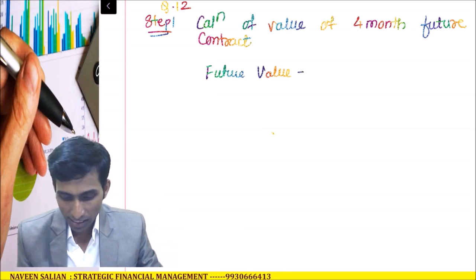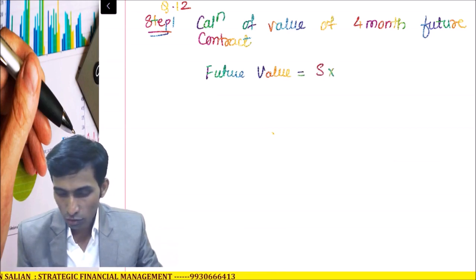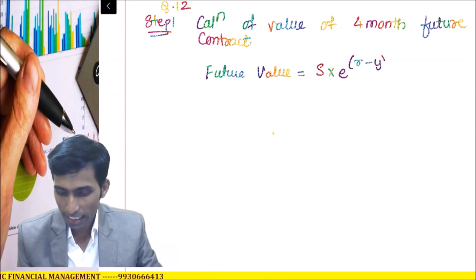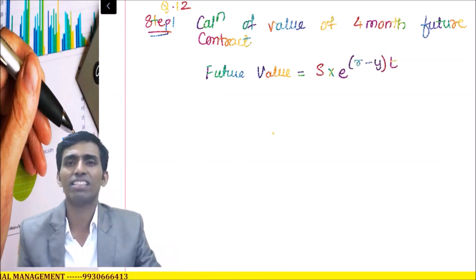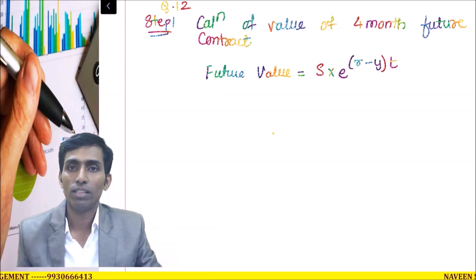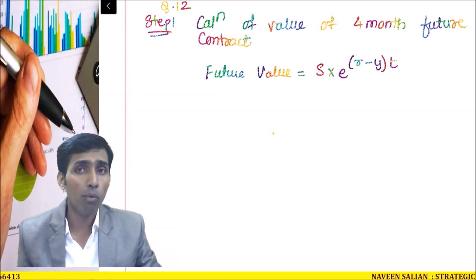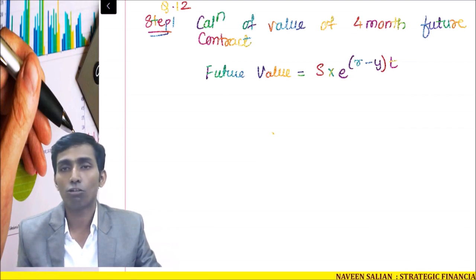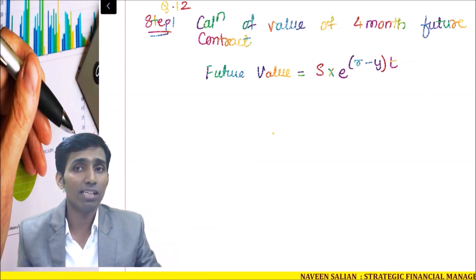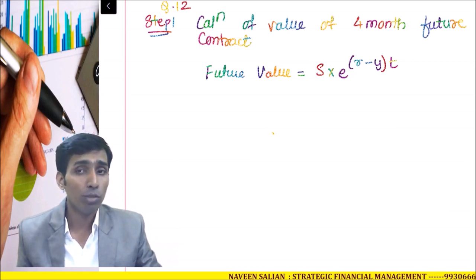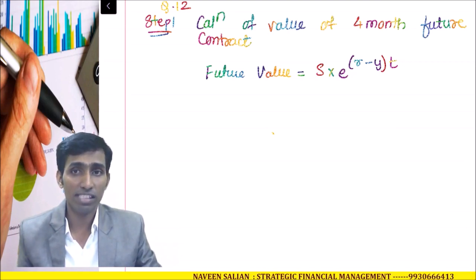The formula is S into e raised to (R minus Y) into time, that is T. So this is the formula which you should remember. The dividend is adjusted in the power because R is the cost and dividend is the income and it is getting deducted. So this is the formula you have to use when the dividend is in percentage. We'll have to remember this.